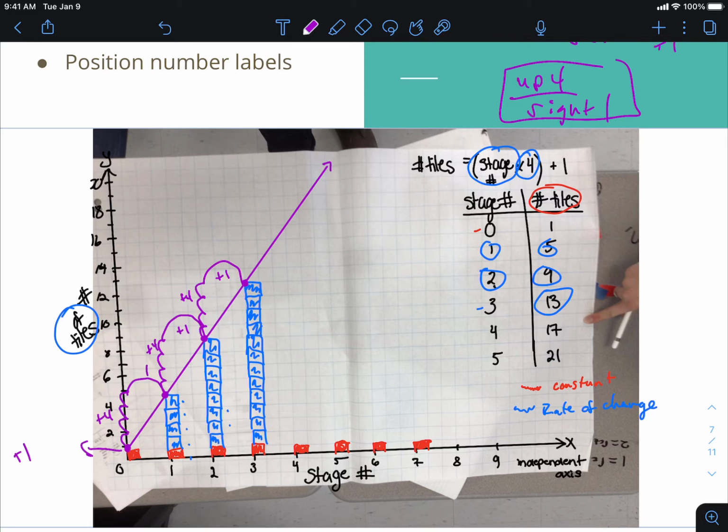You could continue filling out points on here by doing that. 1, 2, 3, 4. Right 1. So on and so forth, right? You could color a dot. Where's that dot? Stage 4. And we should see the number 17. Stage 4 and 17. We know we're right. Okay.